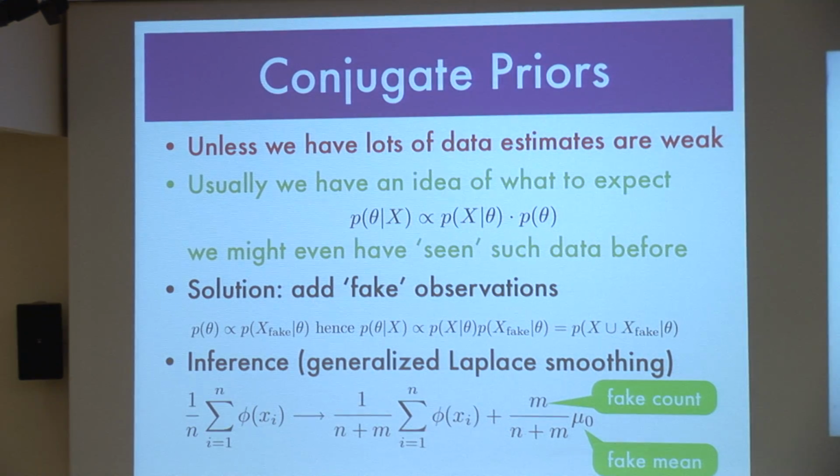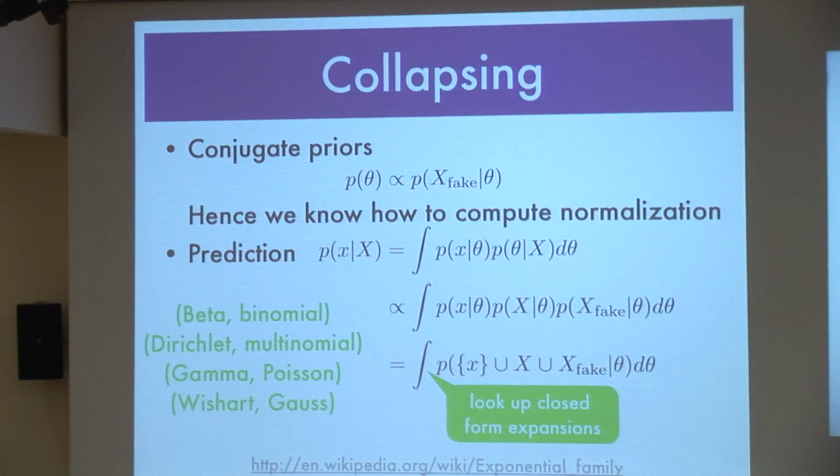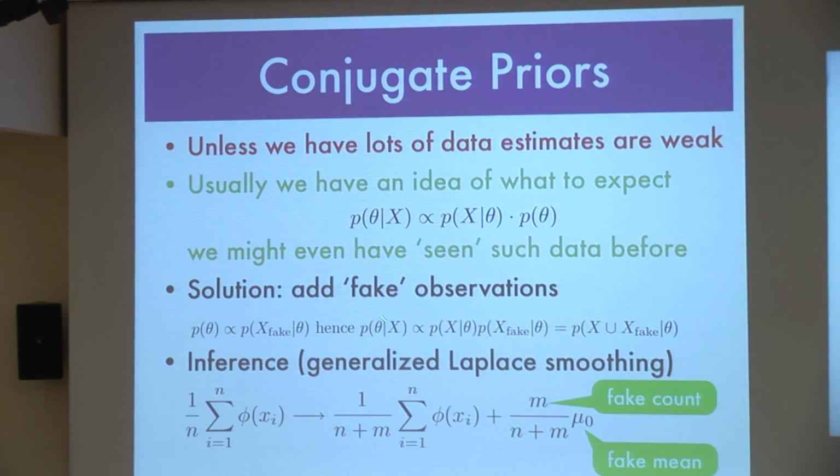Let's just look at conjugate priors. The trouble is, unless we have a lot of data, the estimates are really weak, and we saw that before with the dice. And the other good thing, however, is that usually we actually have a pretty good idea where to search, right? We might have actually seen such data before. And one way of dealing with it is we just add fake observations.